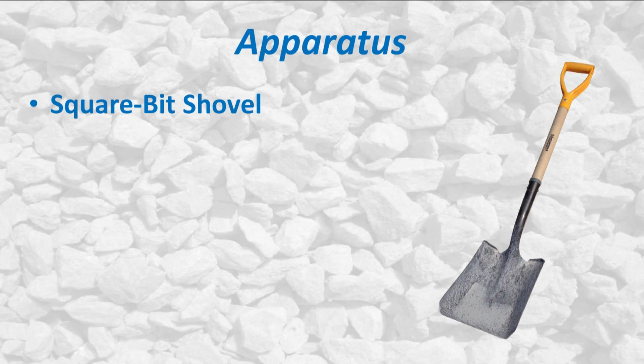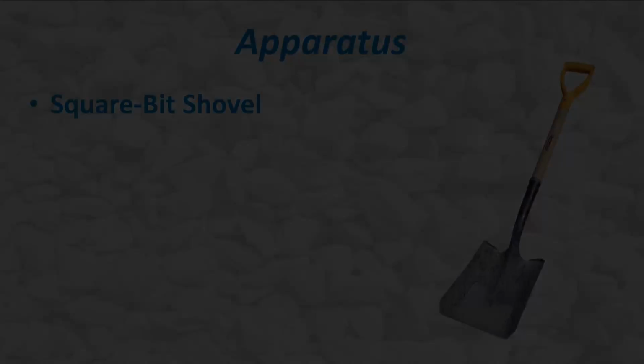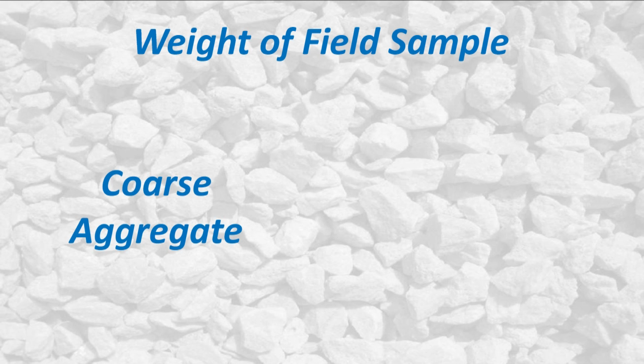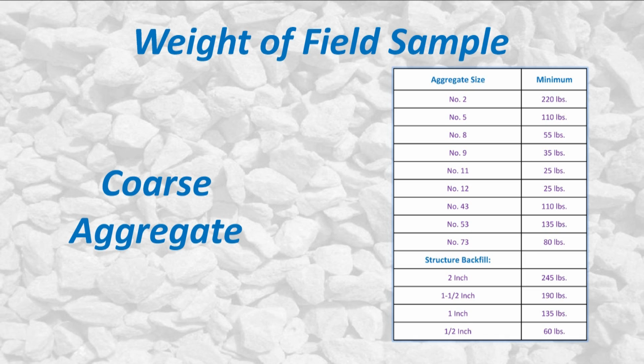A square bit shovel is used for this part of the procedure. The size is required to be adequate to meet the minimum weight requirements of the test to be conducted on the sample. For coarse aggregates, the minimum weight of the field sample depends on the maximum particle size of the material being inspected. As a rule, a larger top size material requires a larger sample. For example, a 25-pound sample of number 2 coarse aggregate would not be as representative of that material as a 25-pound sample of number 11 coarse aggregate would be.